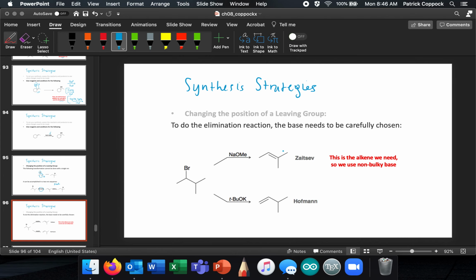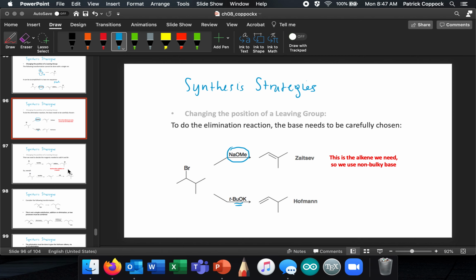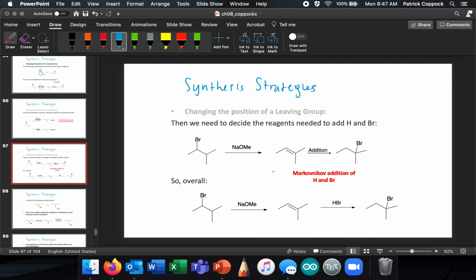Okay, so the elimination, you need a Zaitsev. I should have said that in the previous slide, right? You need a Zaitsev elimination because you have to bring the double bond to that side. So the way to do that is with a non-bulky base, right? This is a small base. This is a big base. The big base takes it to the Hofmann elimination, takes it to the outside. All right. So after we do that, then we simply do a Markovnikov addition.